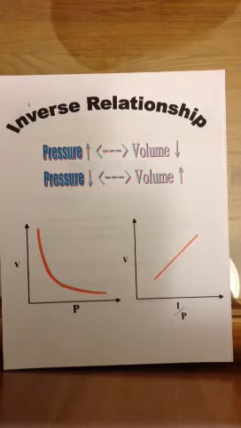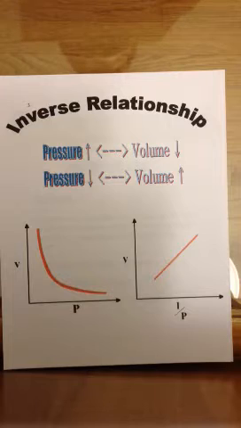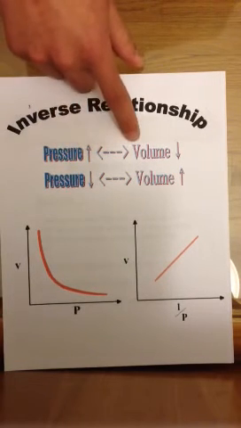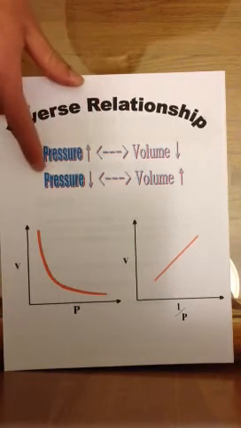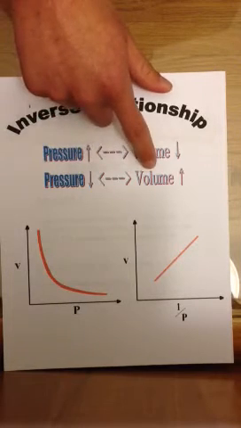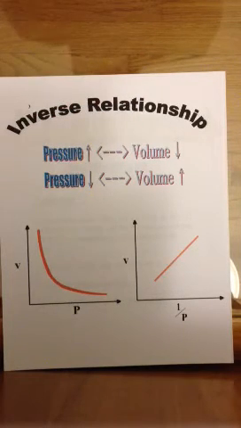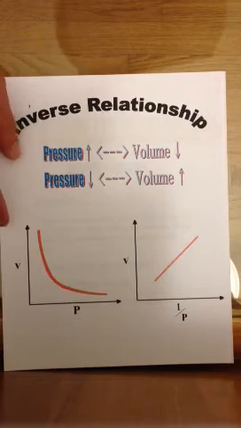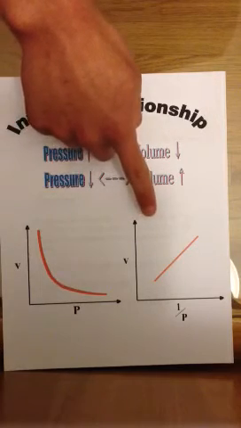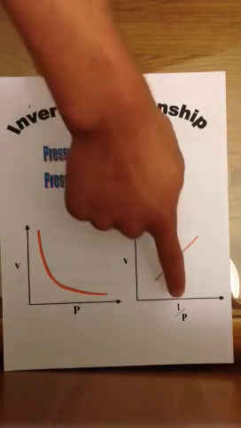Because volume and pressure of gases are inversely proportional, as the pressure of a sample increases, the volume decreases, and as the pressure decreases, the volume increases, which can be seen on this graph. Due to this law, there is a direct linear relationship when volume is plotted against 1 divided by the pressure.